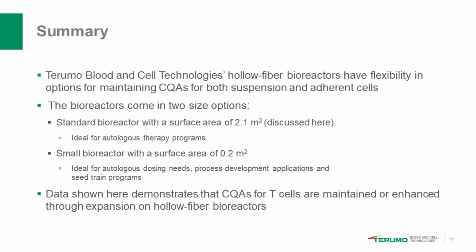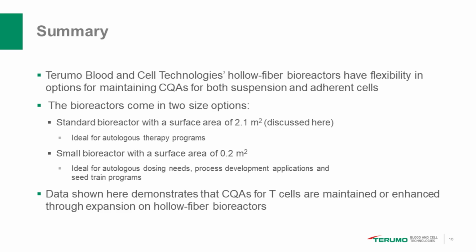So, just to summarize, Terumo Blood and Cell Technologies hollow fiber bioreactors have flexibility in the options for maintaining critical quality attributes for both suspension cells and adherent cells. We have two bioreactors: a standard size bioreactor with a surface area of 2.1 square meters, which was used in the data I presented this morning, and a small bioreactor novel to the new Quantum Flex platform that we just launched, with a smaller surface area of 0.2 square meters.